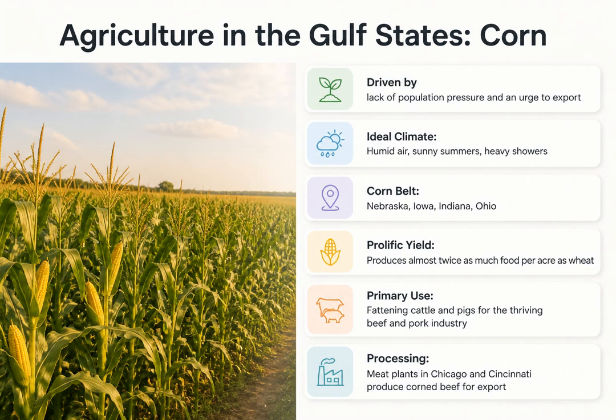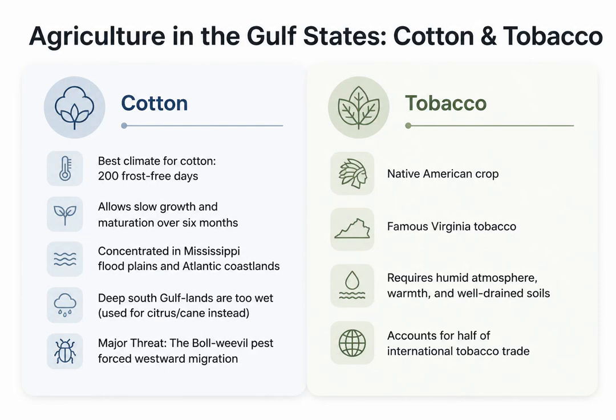Interestingly, while the U.S. produces over half the world's corn, it exports very little of the raw crop. Instead, the corn is used domestically to fatten cattle and pigs. These animals are then sent to massive meatpacking plants in Chicago and Cincinnati to be processed and exported as meat products. The Gulf-type climate is also arguably the best in the world for growing cotton.